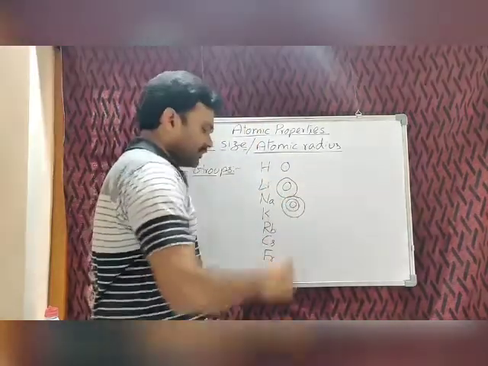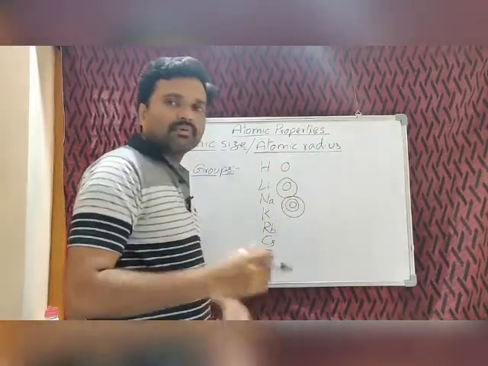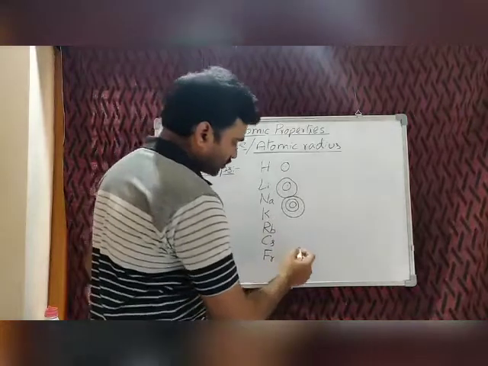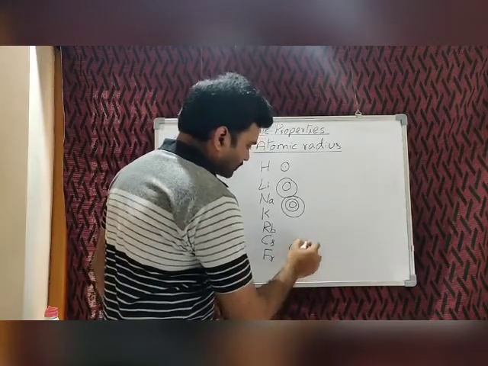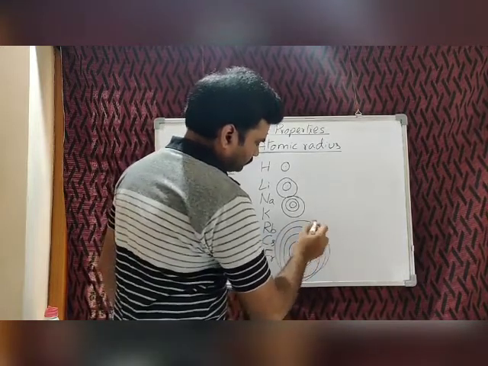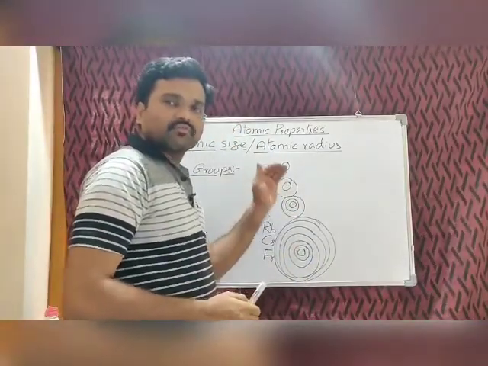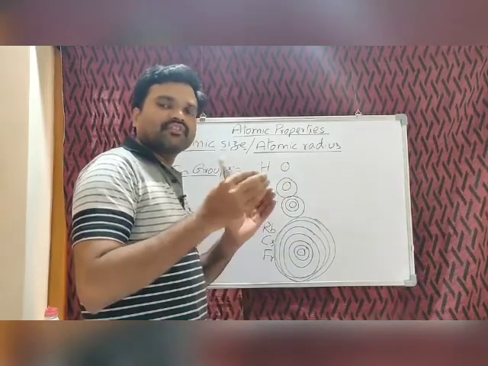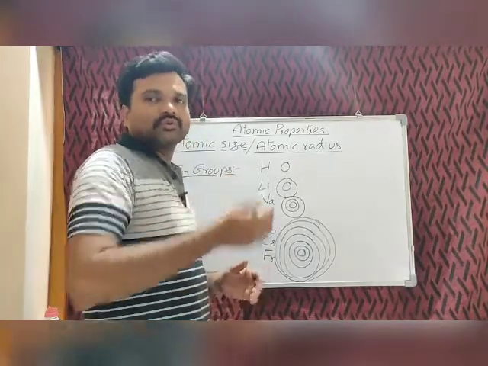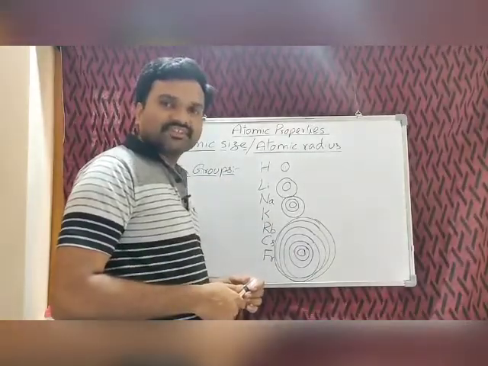If you observe the remaining elements in the same way, as we move from top to bottom of a group, the number of energy levels increases from one element to another. Finally, for francium, there will be 7 orbits in which electrons are orbiting the nucleus. So what we observe here is, as we move from top to bottom in a group, the number of energy levels increases from element to element. By that, the size of the atom also obviously increases. So we can conclude that in a group from top to bottom, atomic size increases.